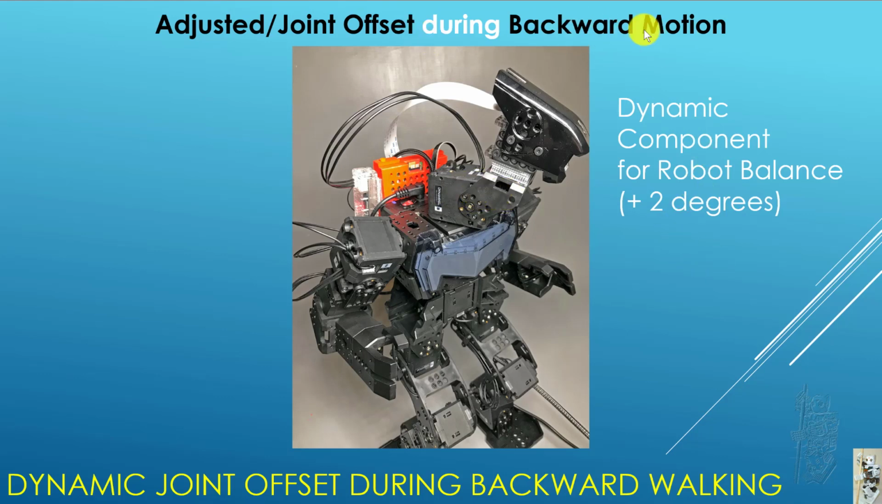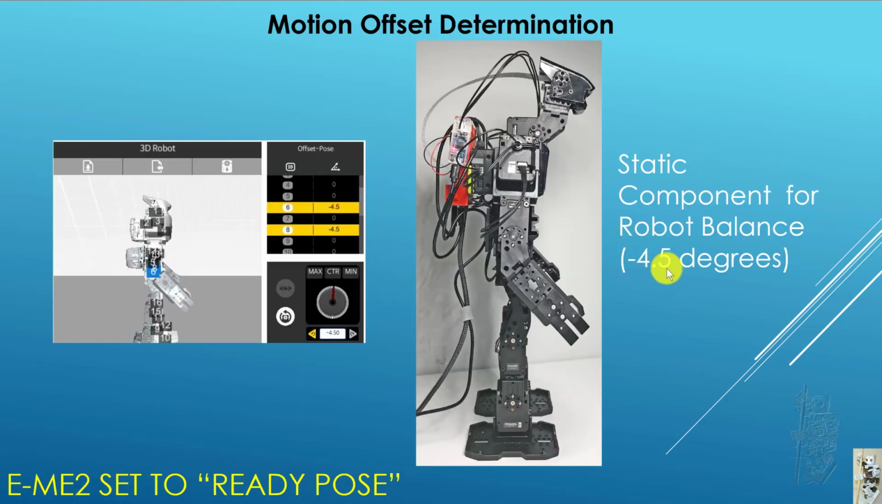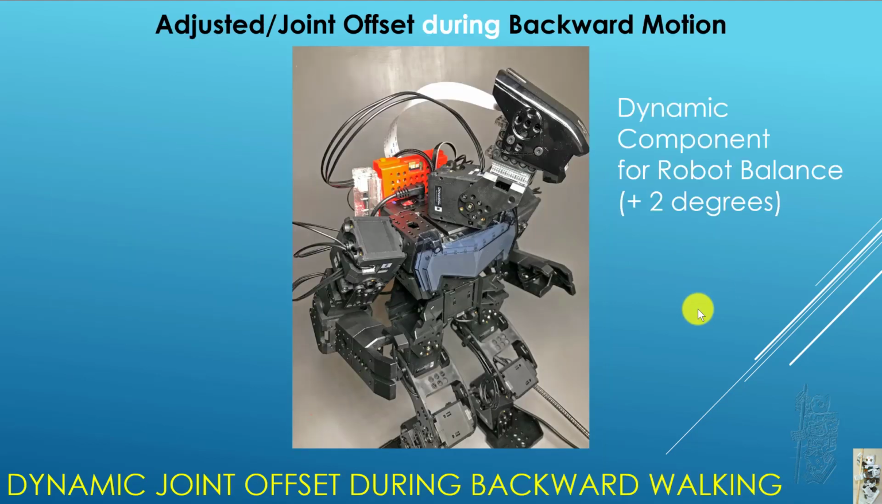So during backward motion only, I set up the code so that it gave a joint offset of +2 degree to 6 and 8. Remember, they have -4.5 degrees that we say all the time, but when the robot is going backward, during that time, +2 degree to it. So that means it's only -2.5 degree when it goes backward total for servo 6 and 8. That was kind of an interesting thing I had to figure out and adapt. It will be interesting to see if it applies to your robot if you have a similar project.